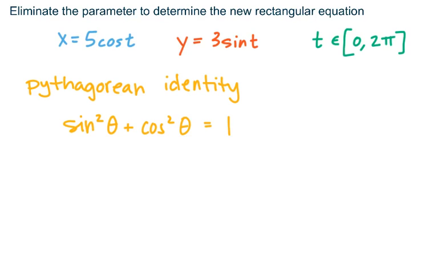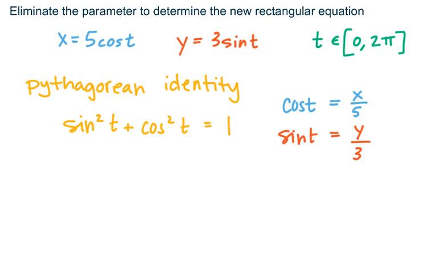Well, first off, I can say that cosine t would be equal to x over 5, and sine t is going to equal y over 3. Now, I know I wrote my Pythagorean identity with theta, but theta is a variable, so it could just be t if we wanted it to, right? A variable is a variable as long as you know what you're talking about.